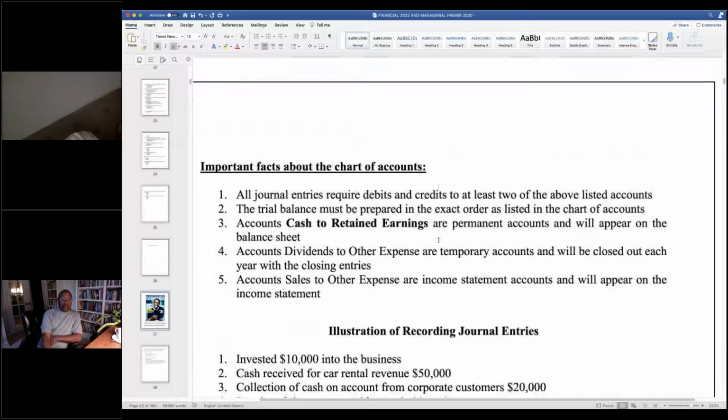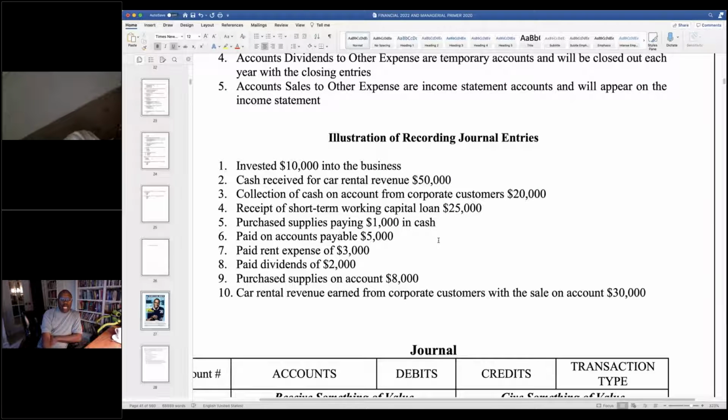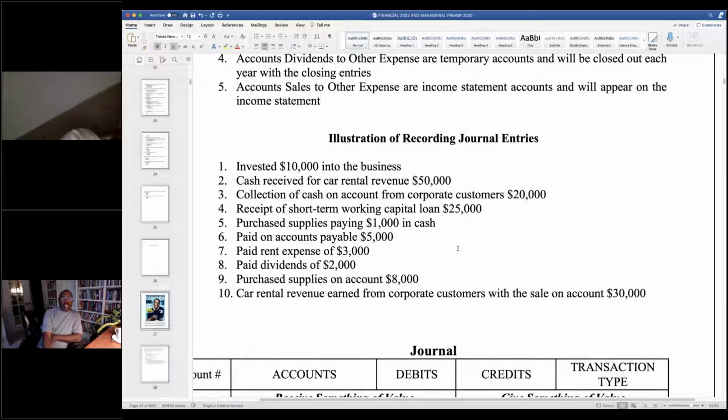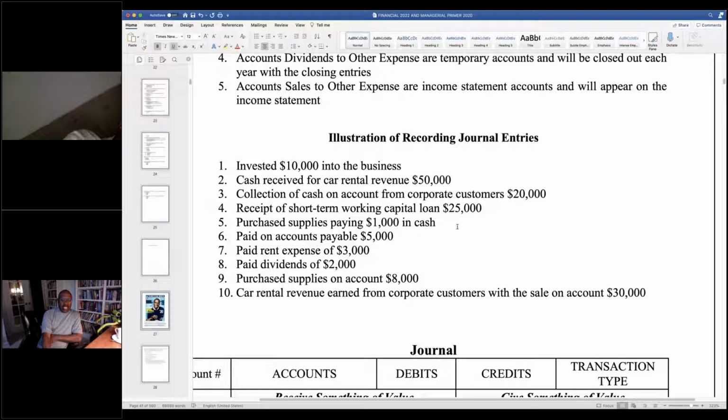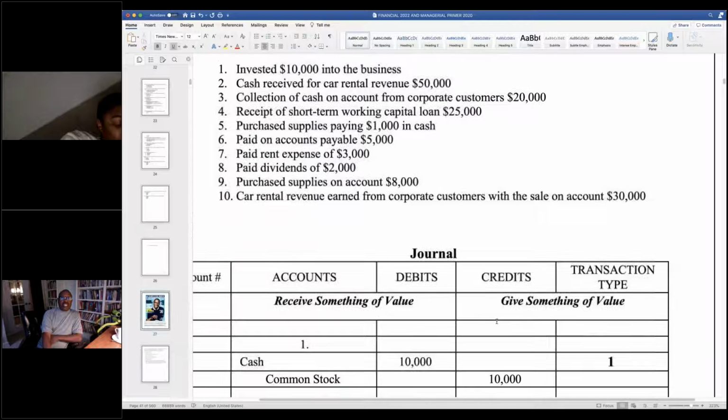So let's look at an illustration of some journal entries quickly. If we invested $10,000 into the business, the journal entry, we debited cash and credited common stock. Any questions about that journal entry? Can everybody make that journal entry? Yes. Okay.